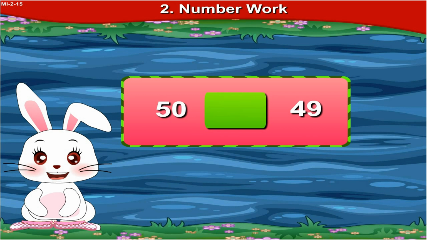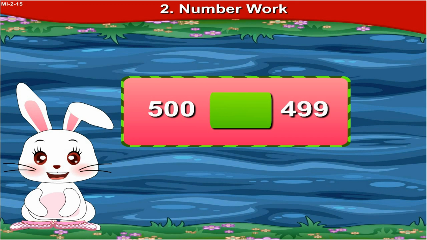50, box, 49. 50 is greater than 49. So we'll put the symbol of greater or bigger towards 50 like this. 500, box, 499. Now 500 is greater than 499. So we'll put the symbol of greater towards 500 in this manner.